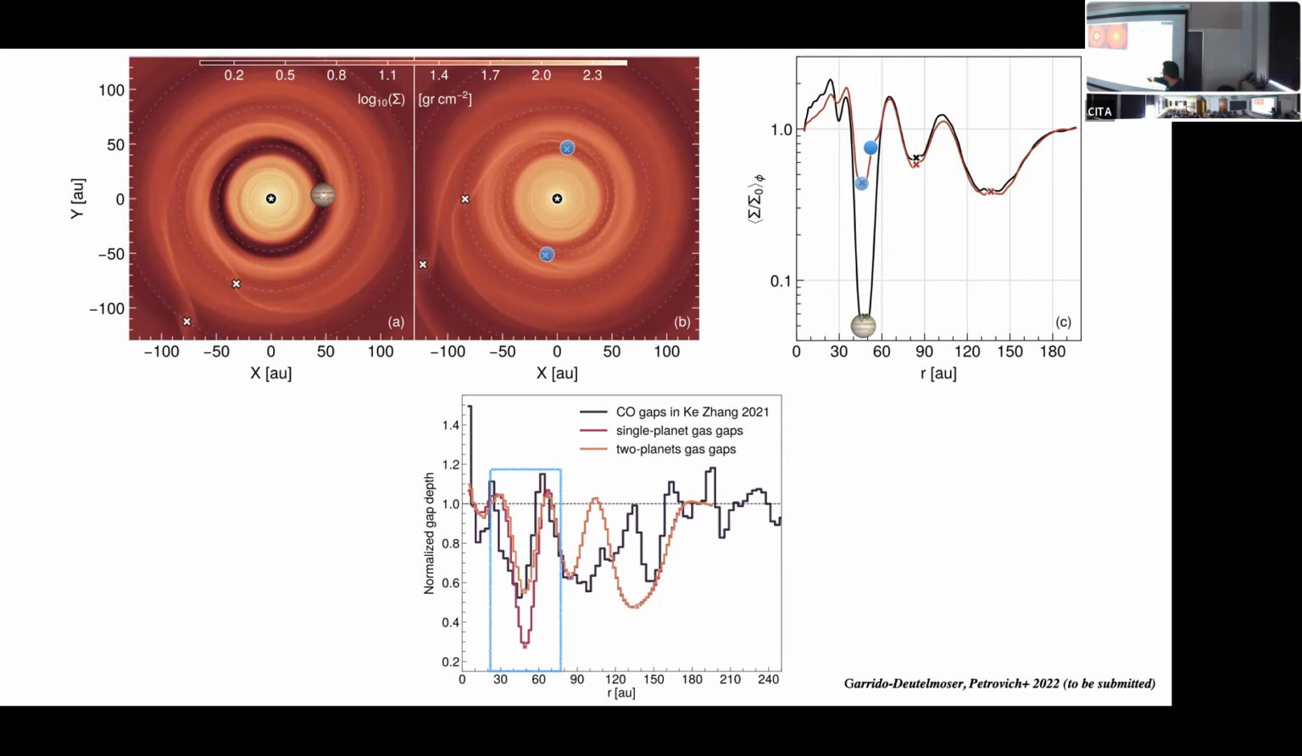And this is where we compare with the CO gaps in the MAPS data. This is the same procedure, just post-processing this simulation with the same bin size. And we're comparing the black one to the 2-planet cases, which is here in orange. And more or less the depth is, let's say, well reproduced. And Jianxin looks skeptical. Okay.